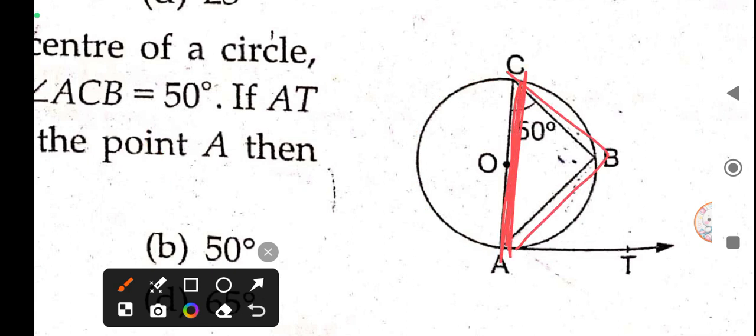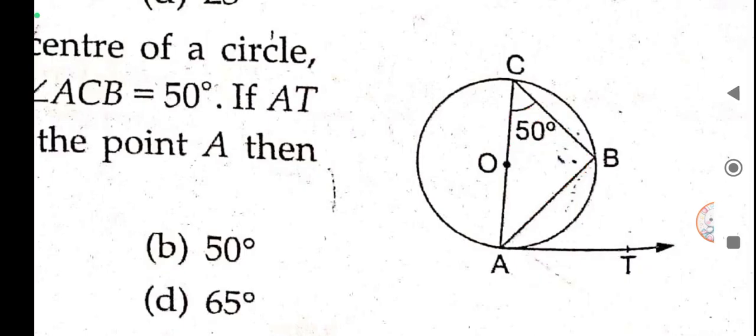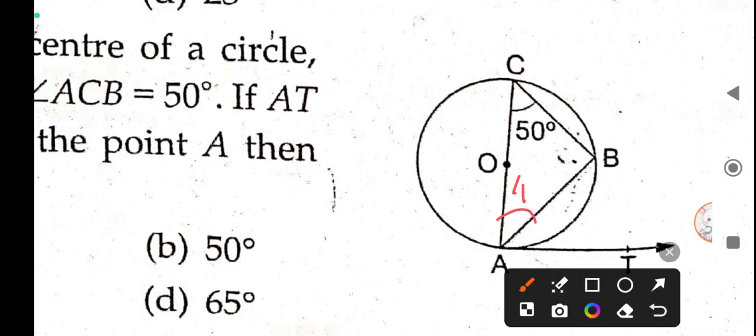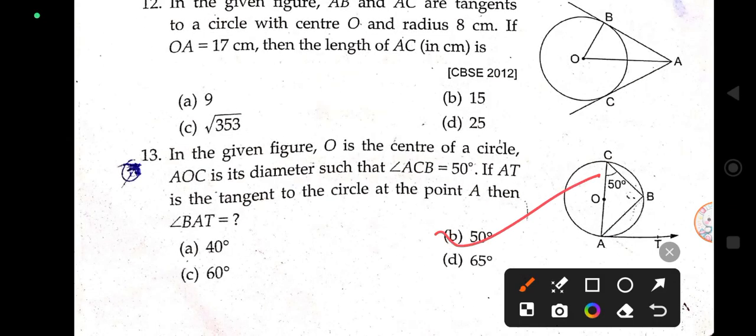This diameter is subtending an angle, so this angle ABC will be 90 degrees. Now if this is 90 degrees and this is 50 degrees, then this will be 40 degrees. Now here we have that this is 40 degrees, and this whole angle is 90 degrees, so 90 minus 40, we will get 50 degrees. Option number B is the right answer of question number 13. Let's proceed further.